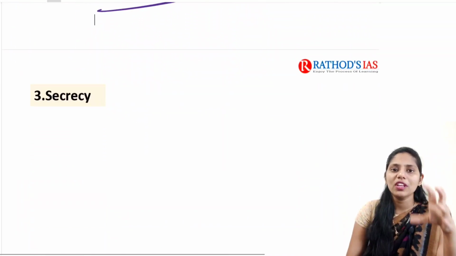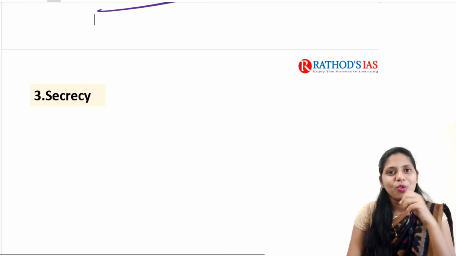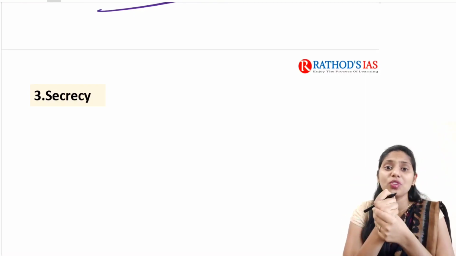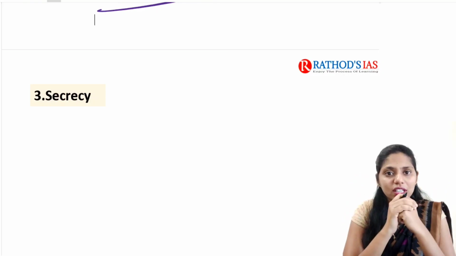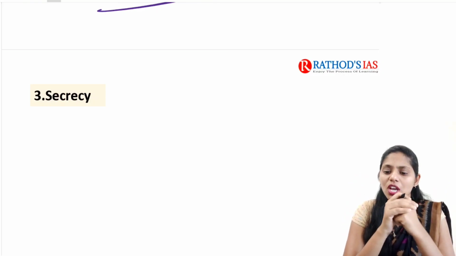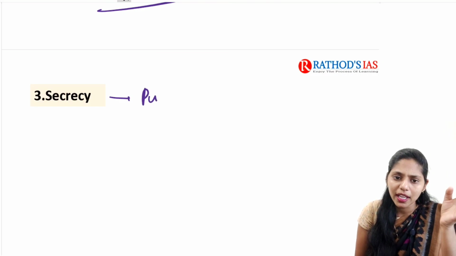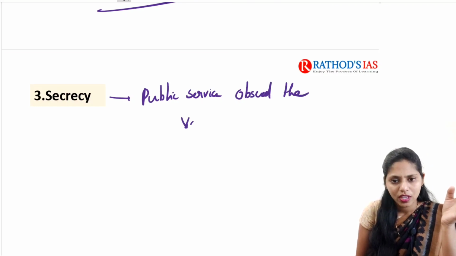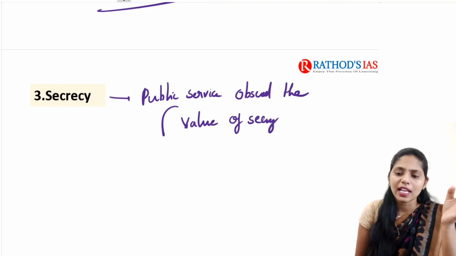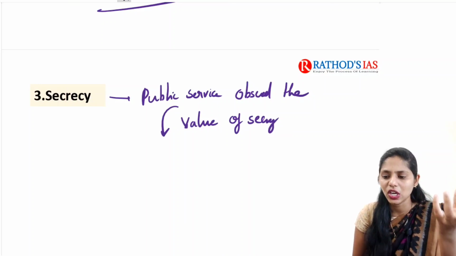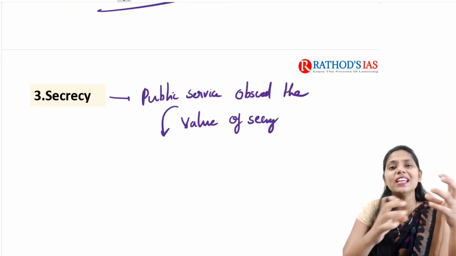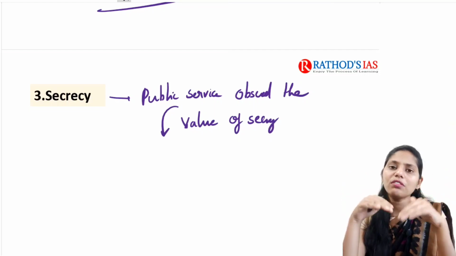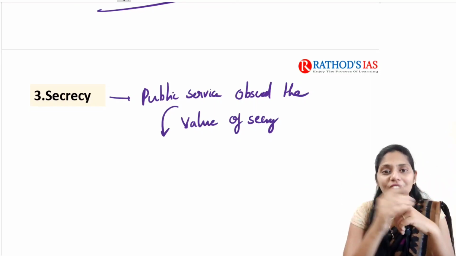If you move forward, we need to talk about secrecy. So what is secrecy? Yes, secrecy is very well seen in traditional public service organizations. Secrecy means that the public service observed the value of secrecy. People functioning inside these public service organizations are mainly guarded by secrecy. People who function inside these offices have a guard of secrecy.